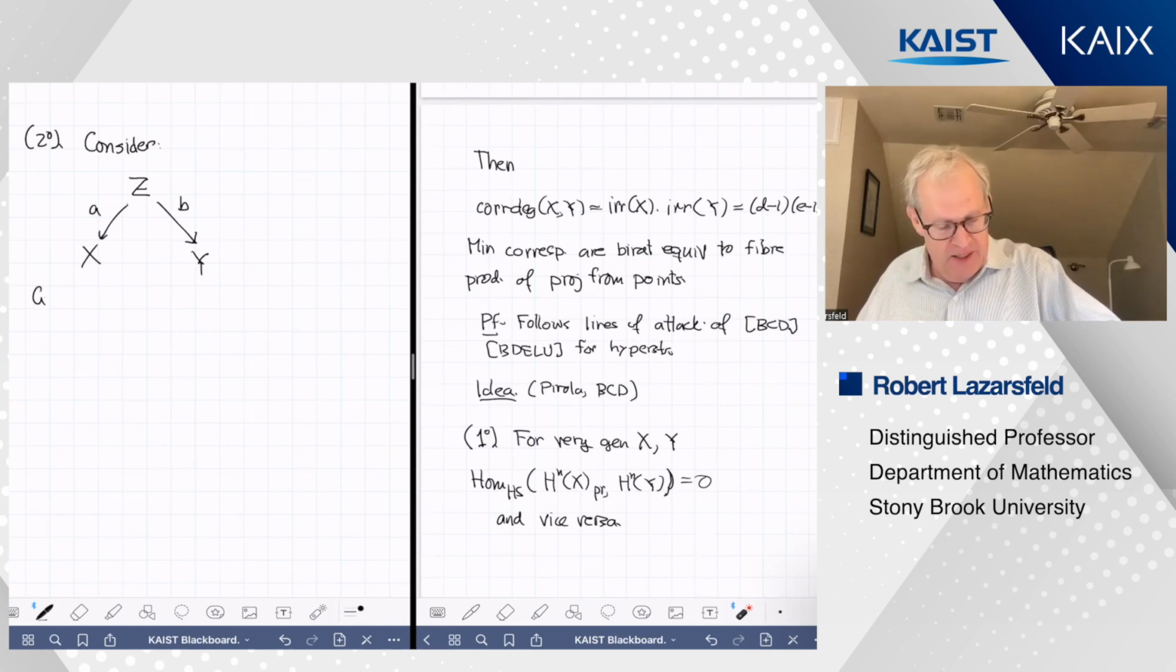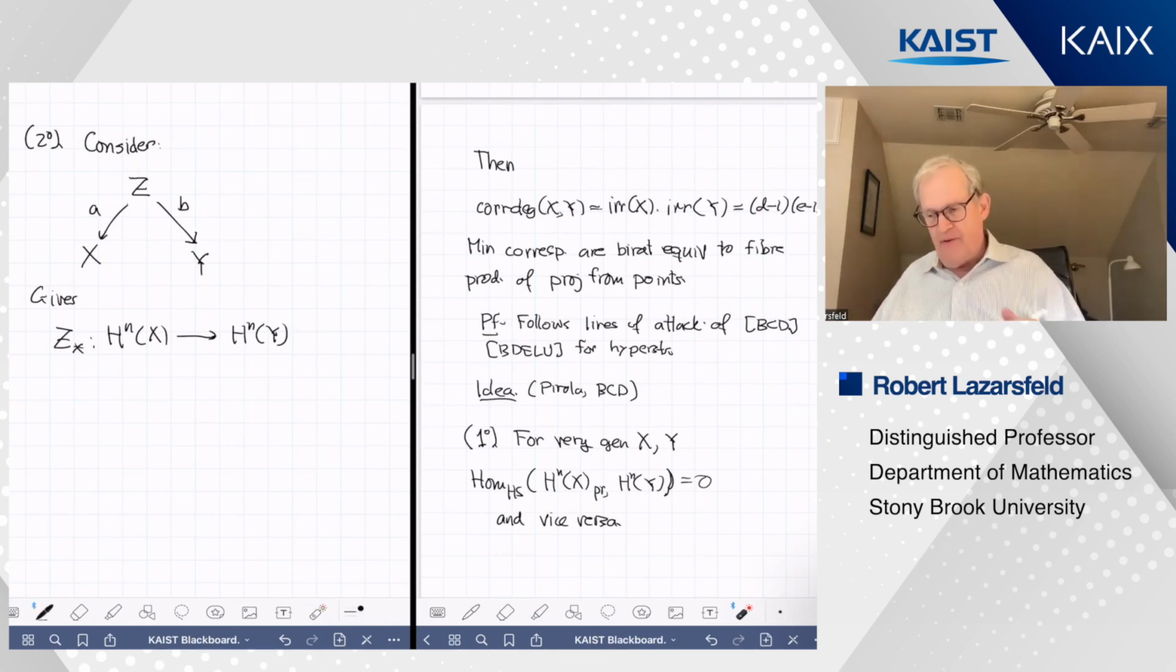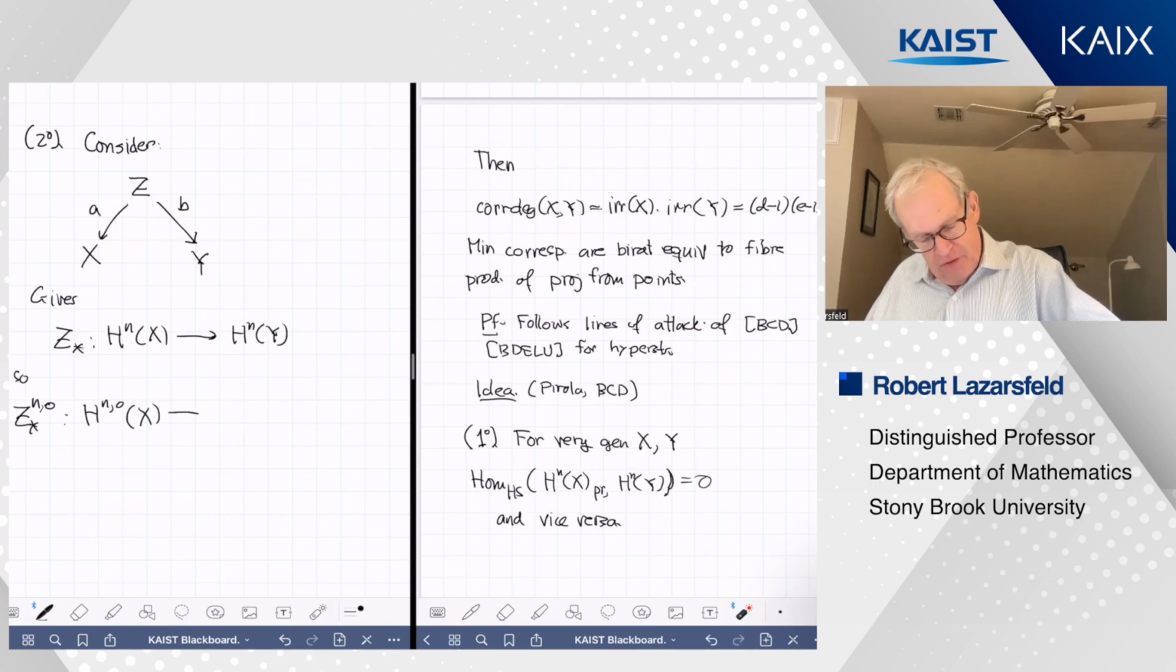And so if I have a correspondence like this, I get an induced map both ways, but this Z gives me a map from the cohomology of X to the cohomology of Y. So it gives a map from Hn of X to Hn of Y. I take a class here, I pull it up and I push it down, and that's a map of Hodge structures. So I also get a map on forms, an (n,0) piece that takes the holomorphic forms on X to the holomorphic forms on Y. And what is this map?